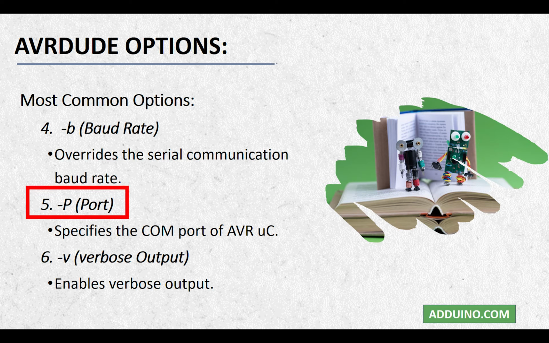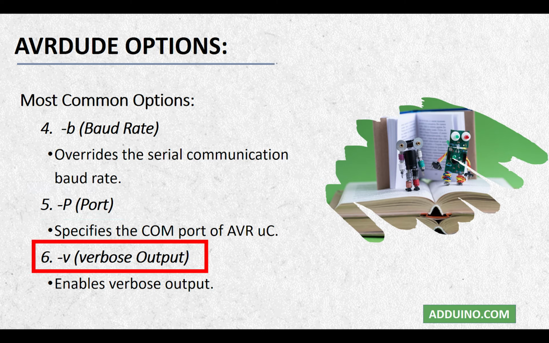-P is used to identify the port to which the programmer is connected. I will tell you how to identify this port later in this tutorial. -v option enables verbose output. When you enable this option, you will see extra information about the command that you have executed.